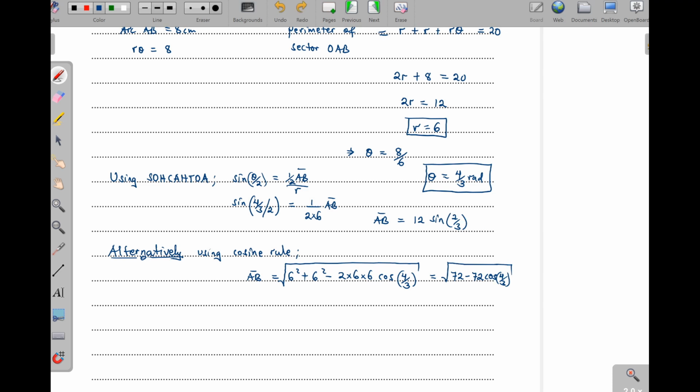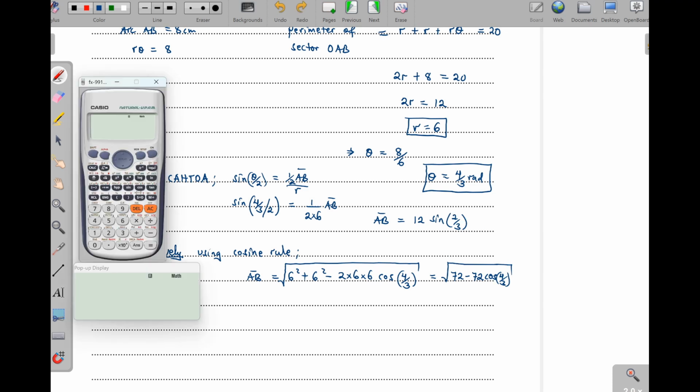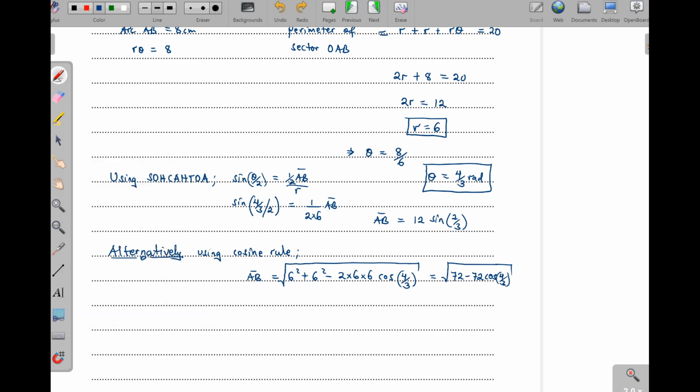Let's check it out. The calculator has to be in radians, okay? Mine is already there. So if we have 12, then sine of 2 out of 3, we get that answer. How about when we get the square root of 72 minus 72, then cosine of 4 out of 3? Do we get the same? It's the same answer, you see? So whichever way. Now let's go to the perimeter of the shaded region.